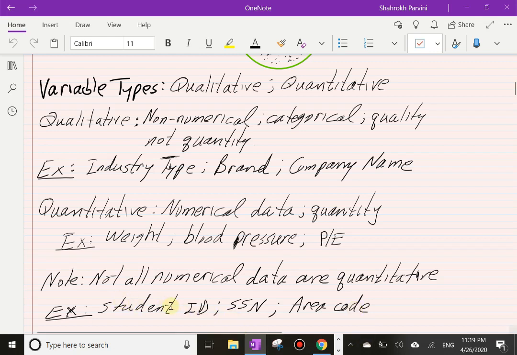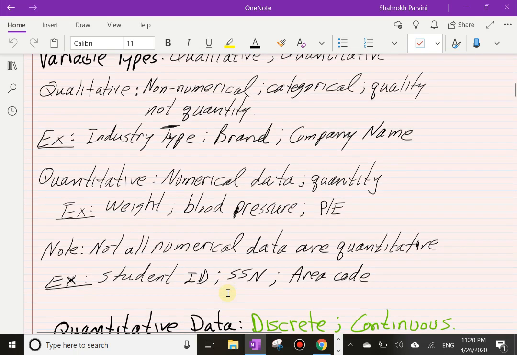Or a student ID. If I say the minimum student ID is 1,000 and the maximum student ID is 1,000,000, it's like, so what? That really doesn't mean anything. I cannot say the median student ID is 5,000, or the standard deviation of student IDs is 2,000. These are all meaningless. Another example would be zip codes. Those are also numerical in nature, but they really don't have tangible values for analysis.